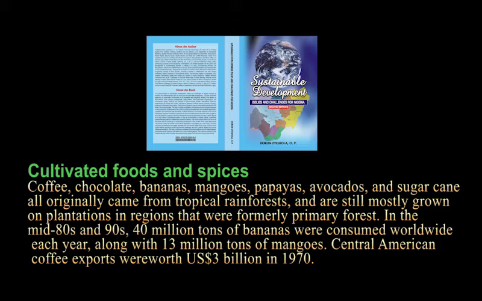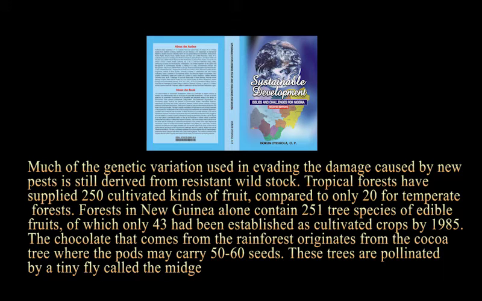Cultivated foods and spices: coffee, chocolate, bananas, mangoes, papayas, avocados, and sugarcane all originally came from tropical rainforests, and are still mostly grown on plantations in regions that were formerly primary forest. In the mid-80s and 90s, 40 million tons of bananas were consumed worldwide each year, along with 13 million tons of mangoes. Central American coffee exports were worth $3 billion United States dollars in 1970. Much of the genetic variation used in evading the damage caused by new pests is still derived from resistant wild stock. Tropical forests have supplied 250 cultivated kinds of fruit, compared to only 20 for temperate forests.